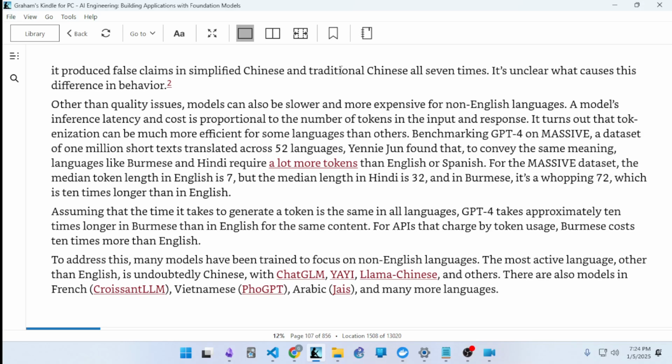Assuming that the time it takes to generate a token is the same in all languages, GPT-4 takes approximately 10 times longer in Burmese than in English for the same content. For APIs that charge by token usage, Burmese costs 10 times more than English. To address this, many models have been trained to focus on non-English languages. The most active language other than English is undoubtedly Chinese, with ChatGLM, YAYI, Llama-Chinese, and others. There are also models in French, CroissantLLM, that's funny, Vietnamese, PhoGPT, and Arabic.